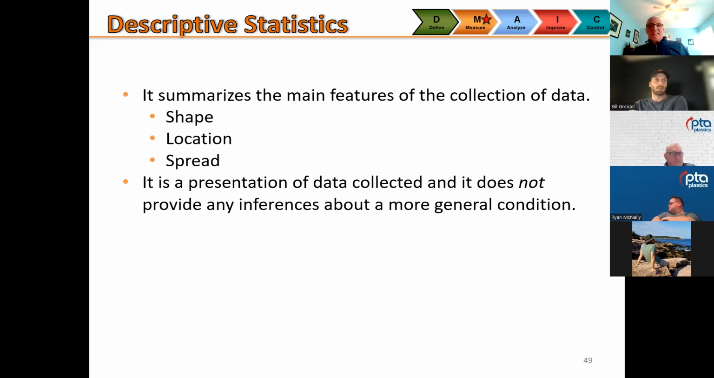Descriptive statistics summarizes the main features of the data. And when we talk about the data, we're talking about a sample, right? We're not going to take every piece off the machine and measure it. We're going to take a sample. We're going to have a sampling strategy, which we talked about last time a little bit, and we'll get into more of it next week. But basically, what's the shape, the location, and the spread of the data?